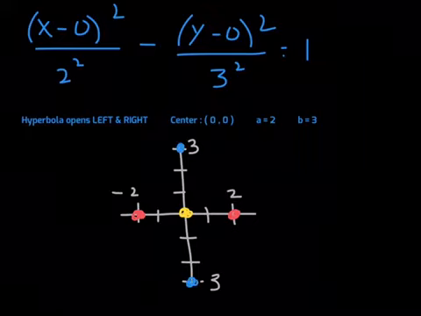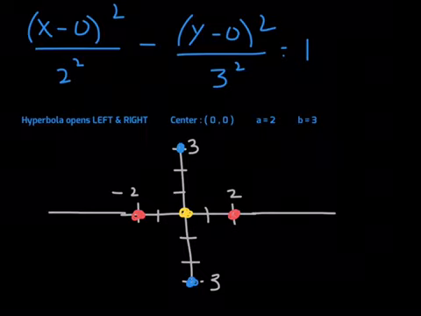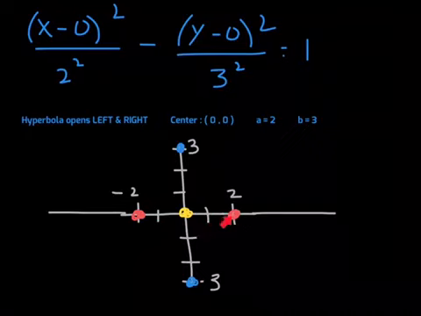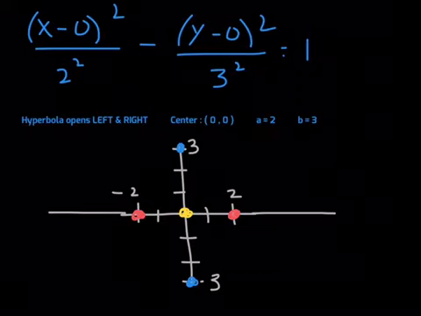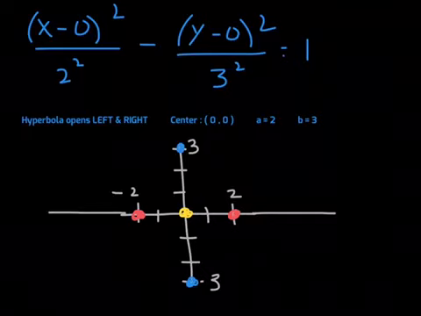Now, what you're going to see me do is create a rectangle with these 4 points here. These vertices, and this point, and this point, all right? What I'm going to do is create a rectangle, and it's going to go through my 4 points here, the two red ones, my vertices, and those 2 blue points. And this rectangle is going to help me draw my asymptotes.